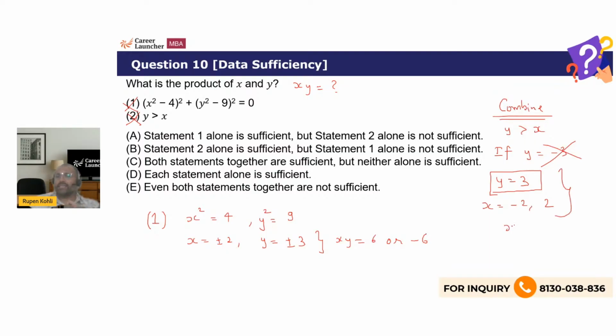Still, x into y is not unique. It could still be 6 or minus 6. So even after combining, we can't say what is the value of x into y. Answer is very much that even the statements together are not sufficient, right? So that is DS, people. This is how you analyze this question.